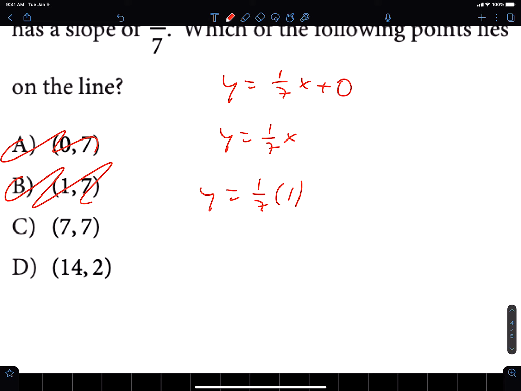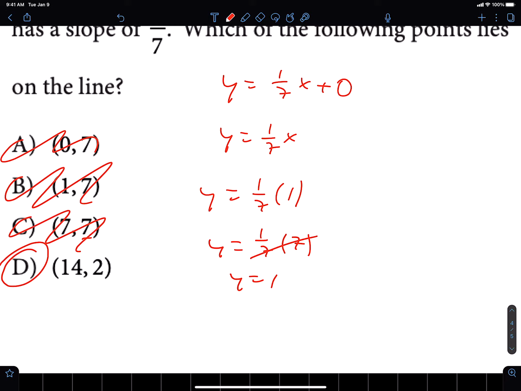How about C? So if I plug in 7, do I get 7? So y equals 1/7 times 7. Well, 1/7 times 7, these are going to cancel, so it's just y equals 1. But y doesn't equal 1 here. Y equals 7, so the answer is not that. Our answer is going to be D.